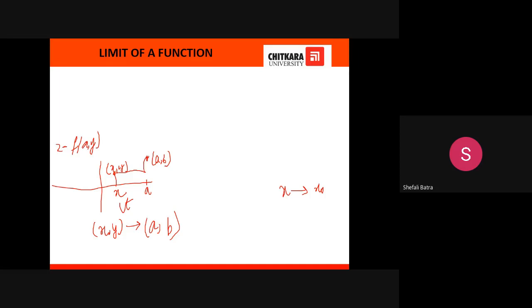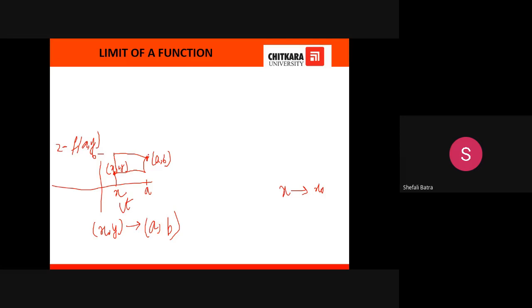Right? And the other way I can move like this. First I'm moving vertically. Let us say this point is B, and then I can move horizontally. So there are two paths. I'm considering two paths: first horizontal, then vertical, and the other way, first vertical, then horizontal.